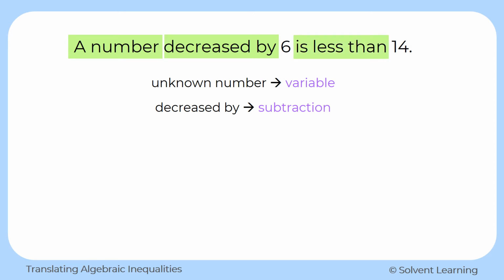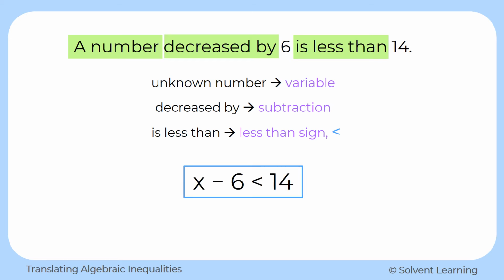And then we have is less than. Now remember, we have those inequality words there. Less than. So we have the word is, but it's followed by inequality words. So that tells us that we're going to use the less than sign. So if we put this together, we'll have a number, but we use the variable such as x, decreased by, so we have a subtraction sign, 6 is less than, we have the less than sign, 14. And we can just read it as x minus 6 is less than 14.